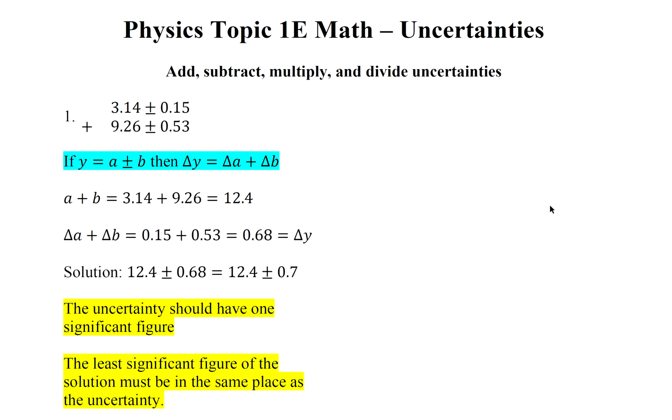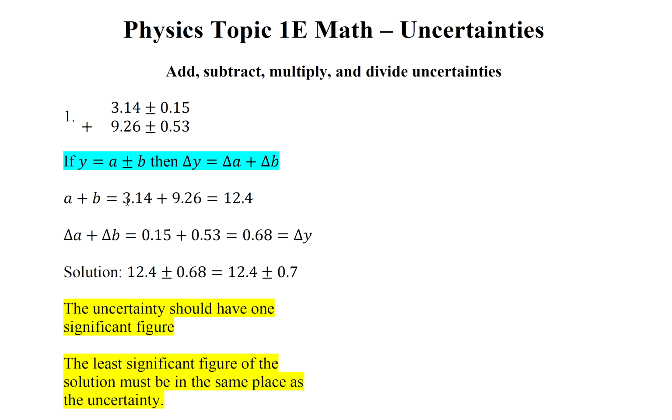So this equation highlighted in blue is what we're going to use to add and subtract uncertainties. If y equals a plus or minus b, then delta y equals delta a plus delta b. So it doesn't matter if we're adding or subtracting uncertainties, we're going to use this equation.